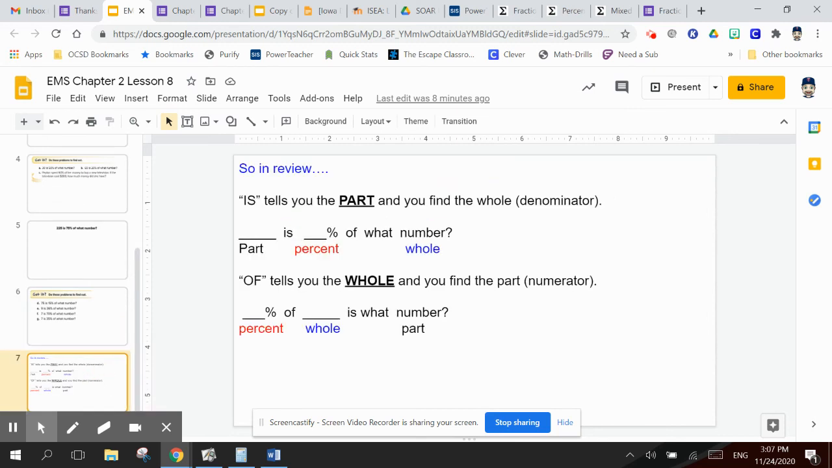So in review, "is" tells you the part, and you have to find the whole, or the denominator. "Of" tells you the whole, and you have to find the part, which is the numerator.